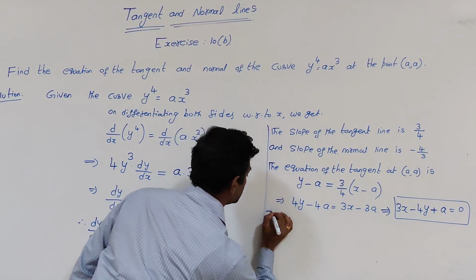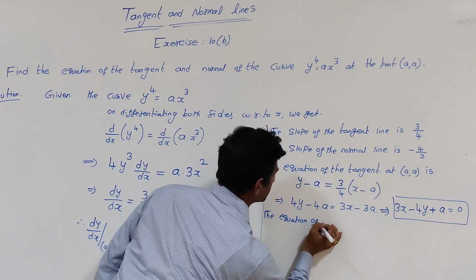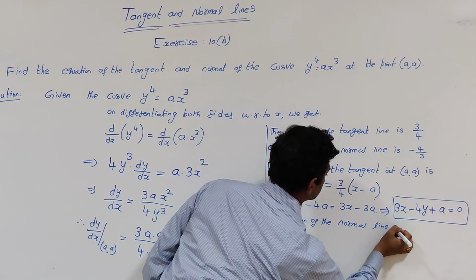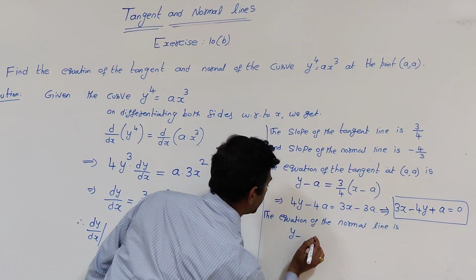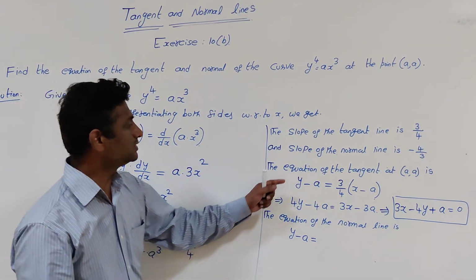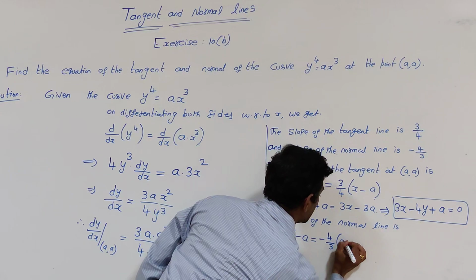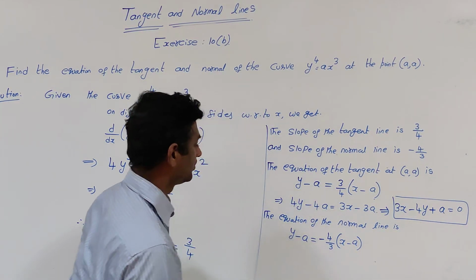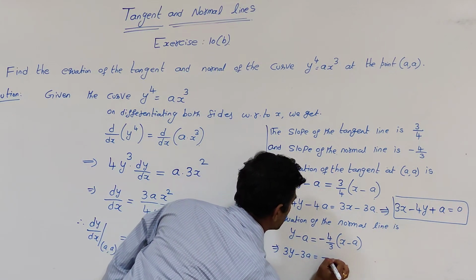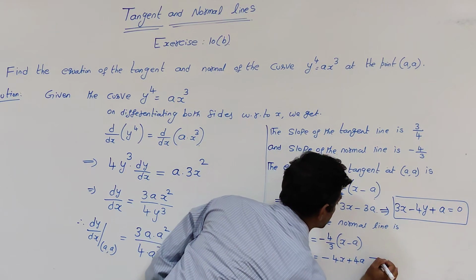Next, the equation of the normal line is y minus y1, again a, is equal to m times x minus x1. m is the slope of the normal, minus 4 by 3. So y minus a is equal to minus 4 by 3 times x minus a. Again, if you take the cross multiplication, it will be 3y minus 3a is equal to minus 4x plus 4a. So that gives what?